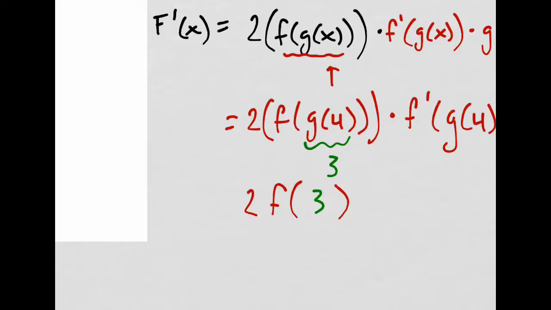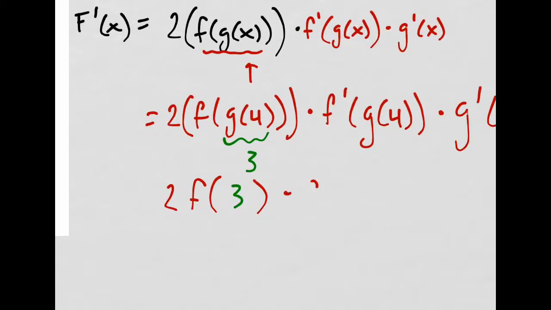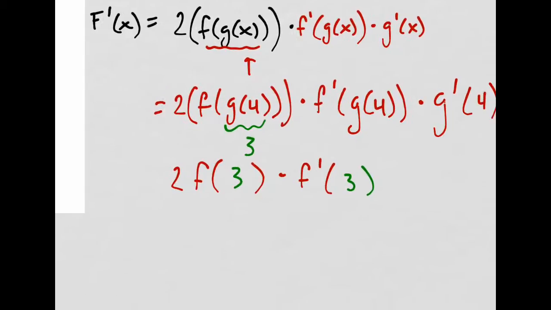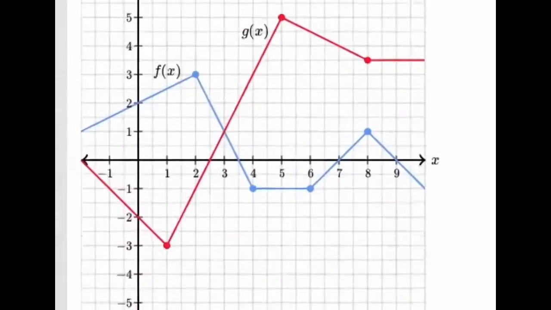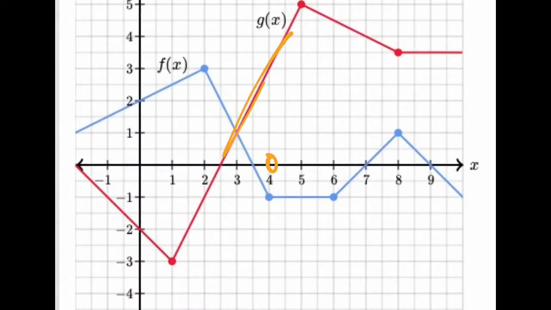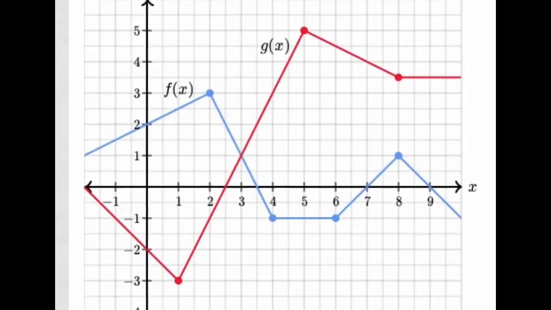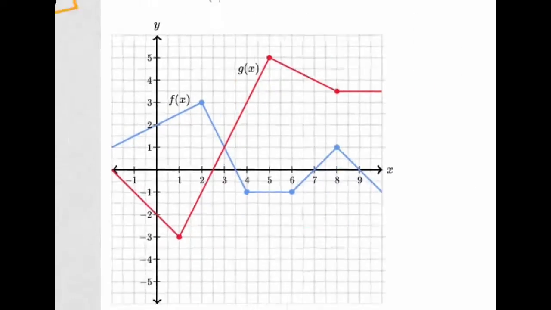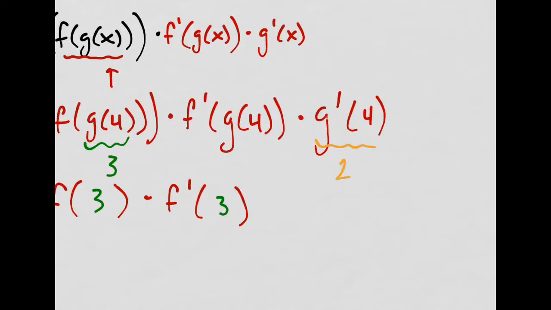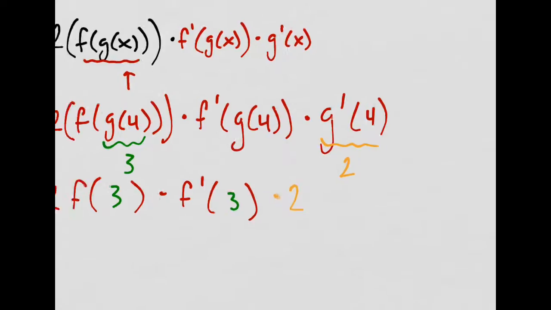So I have 2 times f prime of, well, g of 4 is 3. So I gotta look at that. And then what is g prime of 4? If I go to 4, g prime is talking about the slope. So let's count. Rise 1, 2, 2 over 1. So the slope is positive 2. So I'll say times 2.